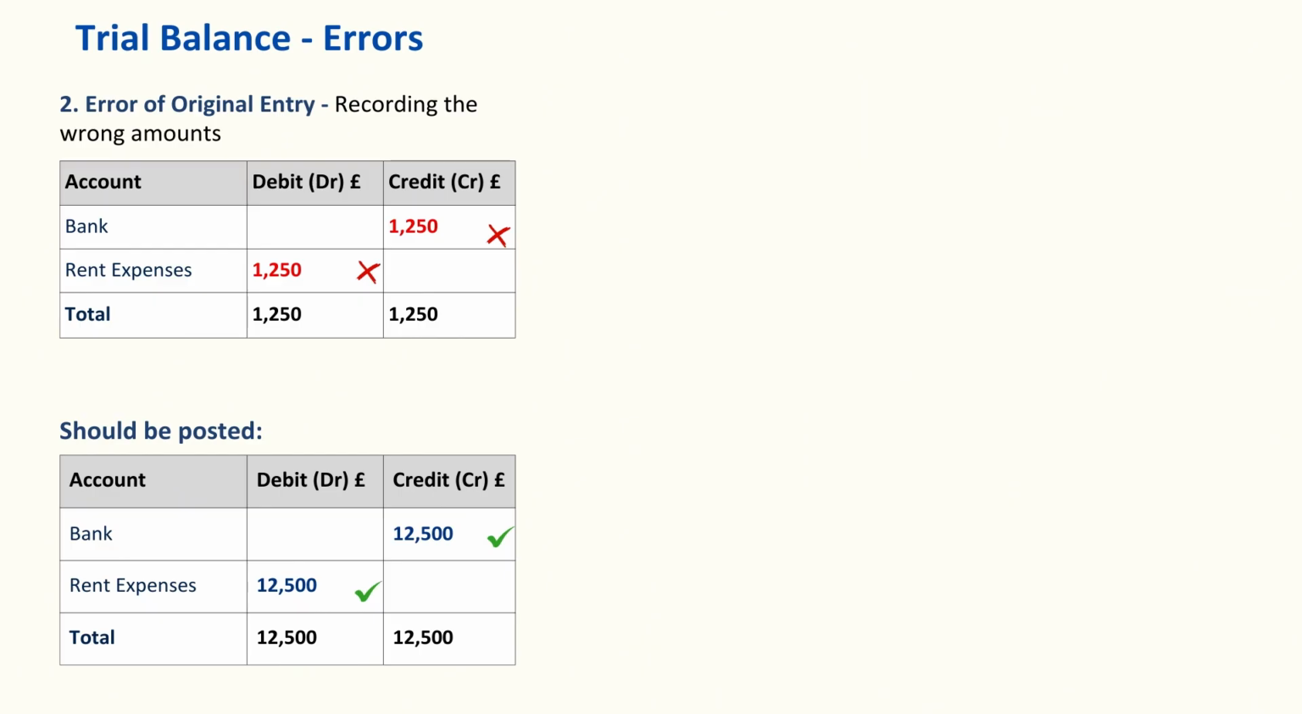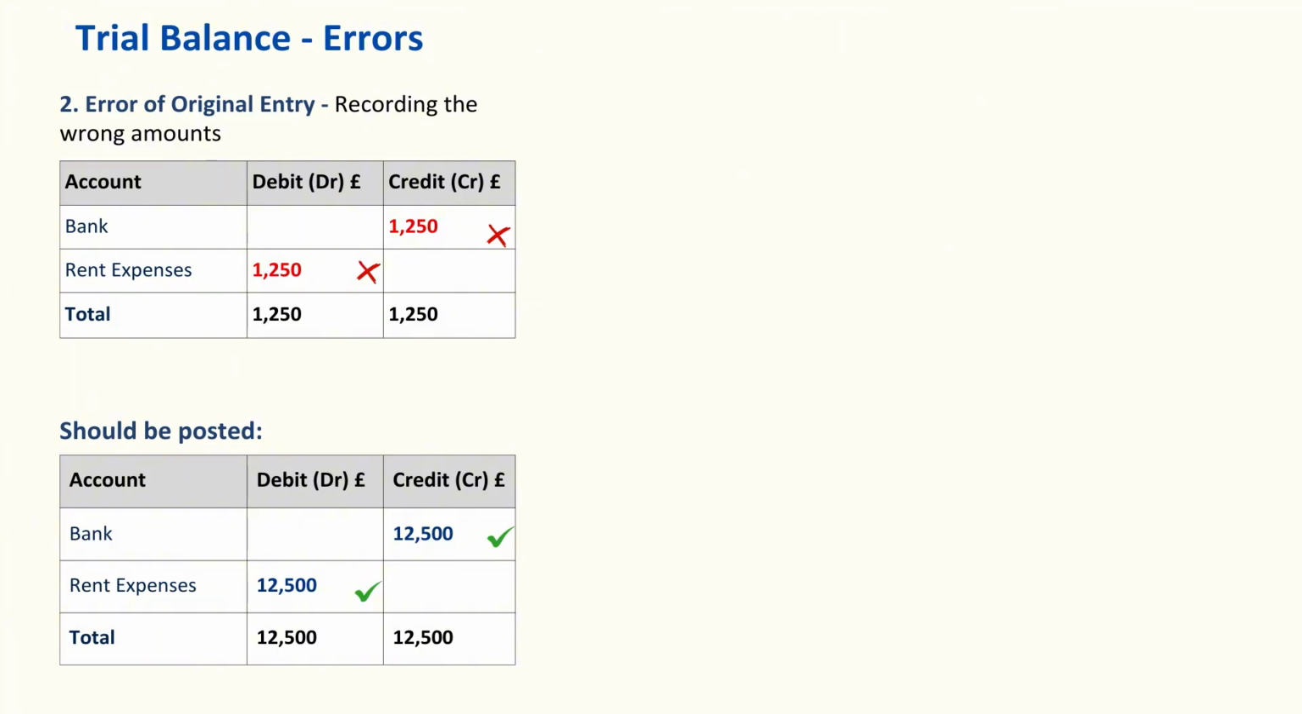Second type of error is error of original entry. Error of original entry is when the wrong figure is recorded from the very beginning. An error of original entry happens when the correct accounts are used, but the amount itself is written incorrectly when the transaction is first entered in the books. This means the mistake starts at the source. For example, the invoice, receipt, or instruction was read incorrectly or mistyped. Once the wrong figure is entered, that same wrong figure gets posted throughout the accounting system.